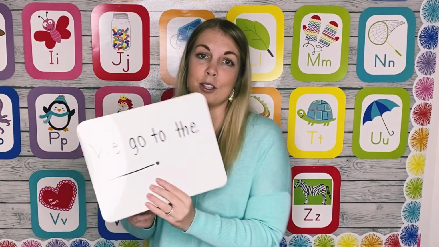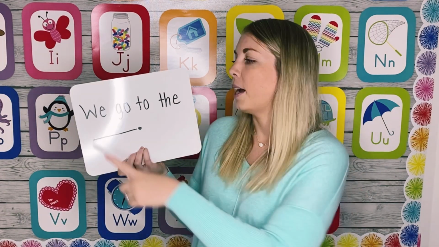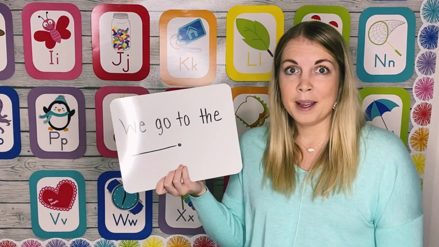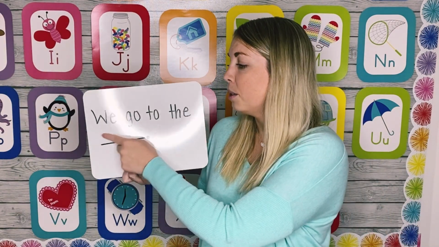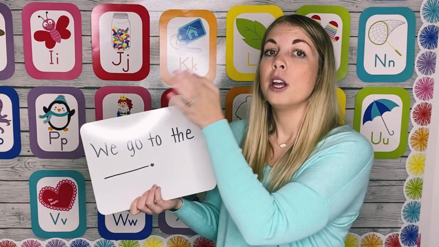The next activity is to use sentence starters. Sentence starters are another way to kind of level up and get your students ready for independent writing. So on the board, you would write, we go to the blank. Your students would have to copy it, and then all they're going to do is think of a place that they go. And if you have space on the paper, I really encourage your students to also draw a picture to match, because that is also part of writing, is drawing pictures that go along with it.